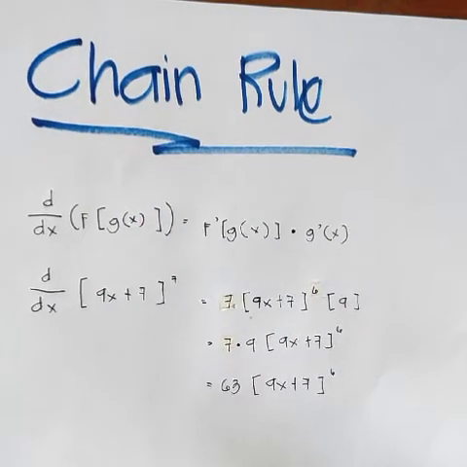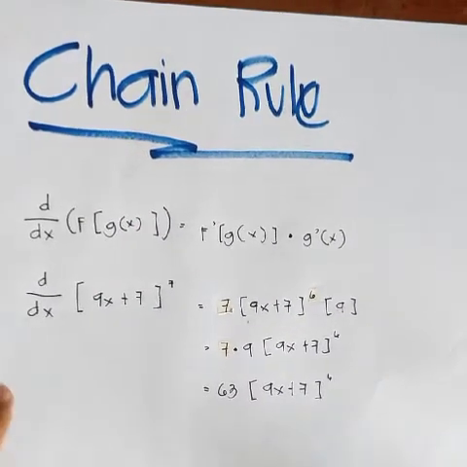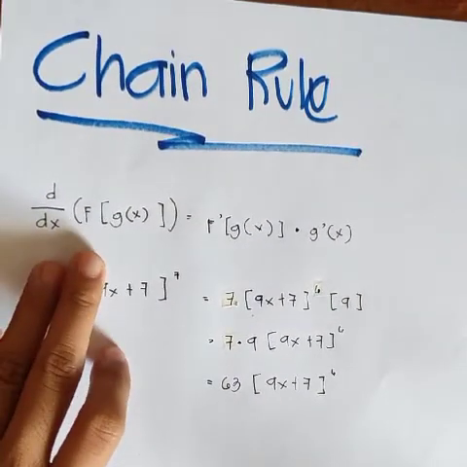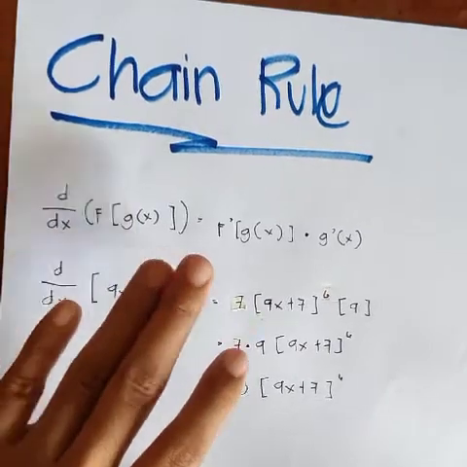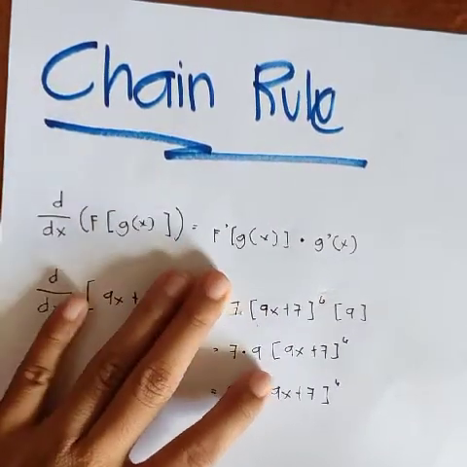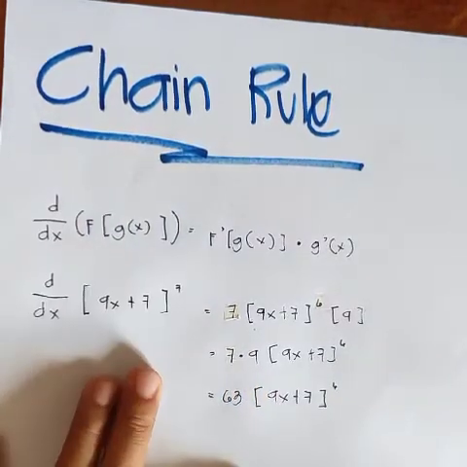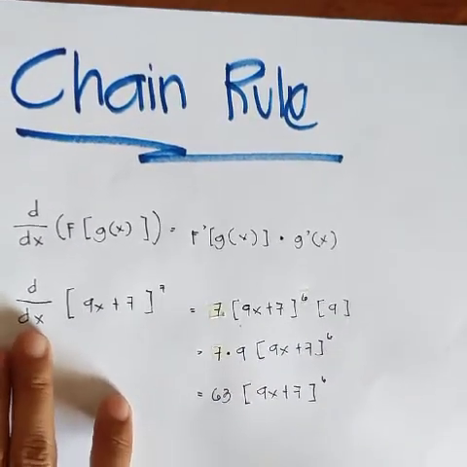Our last rule is the chain rule. So this rule says that the derivative of a composite function f of g of x is equal to f prime of g of x times g prime of x. So here is our application.